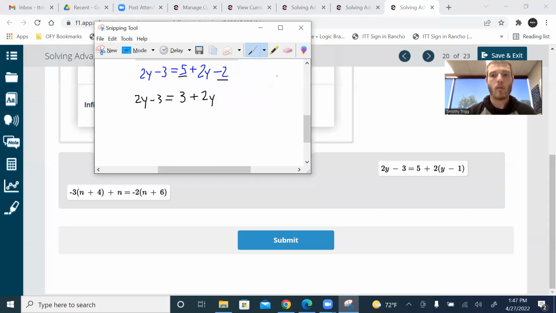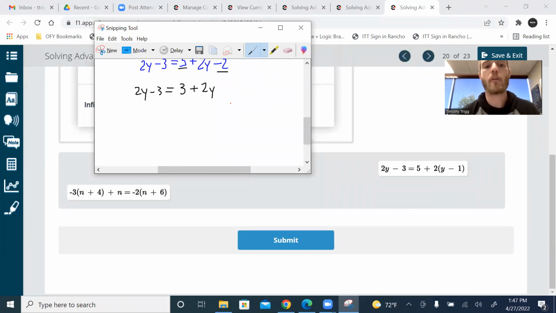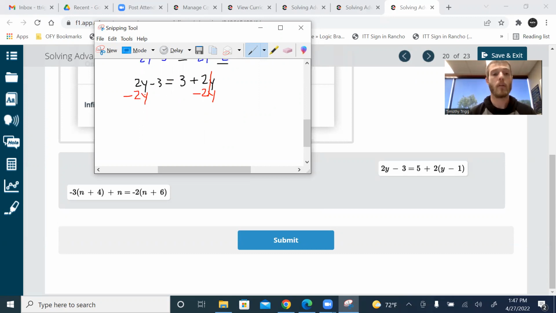Okay, what's my next step? Do you see how there's y's on both sides of the equation? I don't like that. I'm going to get rid of these y's on the right. The way I get rid of them is subtracting 2y. If I subtract 2y here, then I have to subtract 2y on the other side. That actually cancels that too. So what I'm left with is negative 3 on the left equals 3. Now, notice my y's are all gone. All my variable has canceled.